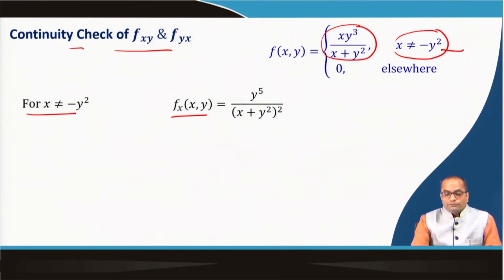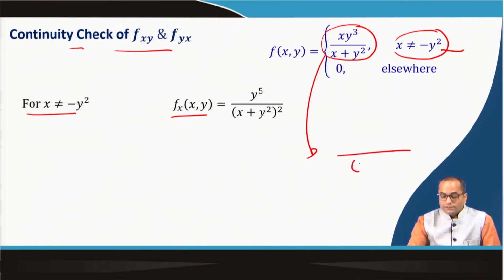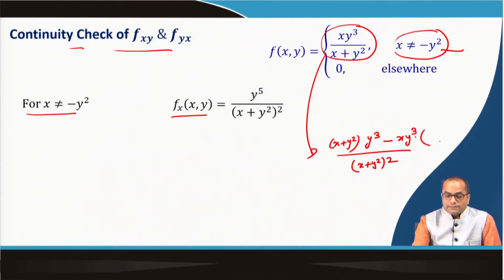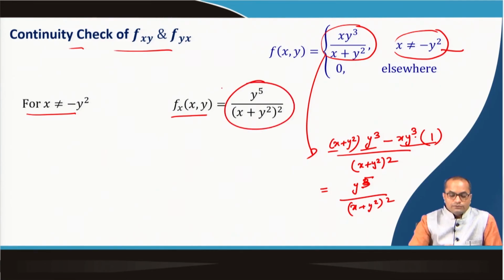So, at this point we use the usual definition of the derivative. Here the denominator is the whole square, x plus y square, all squared, and we take the derivative of the numerator with respect to x. So, y cube minus the numerator as it is times the derivative of the denominator with respect to x, which is 1. Here we have xy cube and here also xy cube, so we can cancel them, and we get y power 5, since 3 plus 2 is 5, over x plus y square whole square. So, this is the value which is written here.